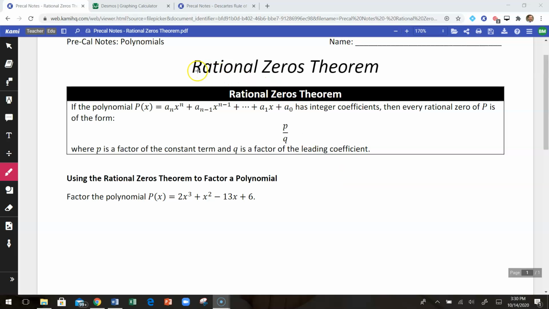In this video, we're going to talk about something called the rational zeros theorem. What that says is that if you have a polynomial p, the possible rational zeros of that polynomial are all of the factors p over q, where p is a factor of the constant term and q is a factor of the leading coefficient.